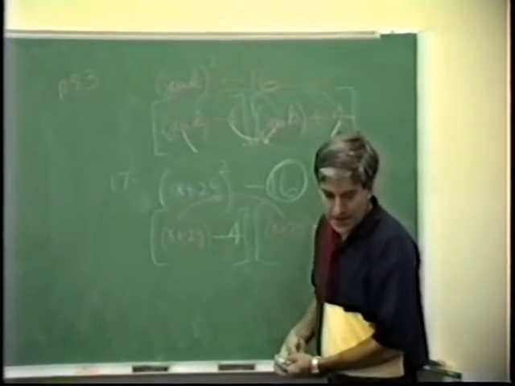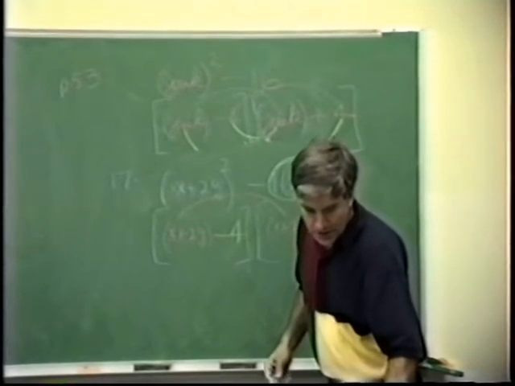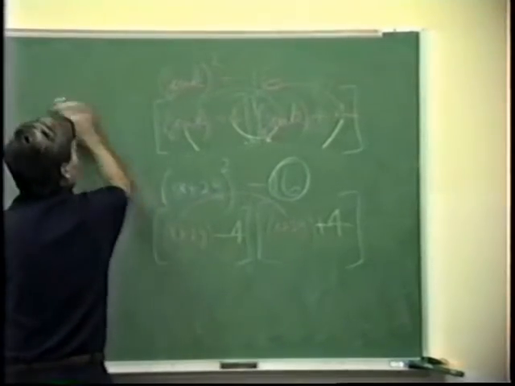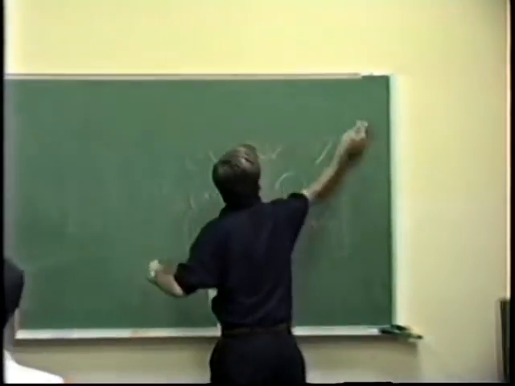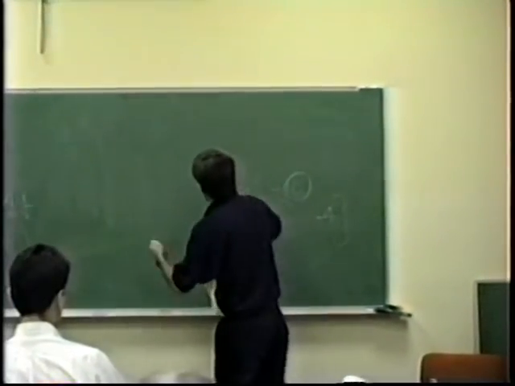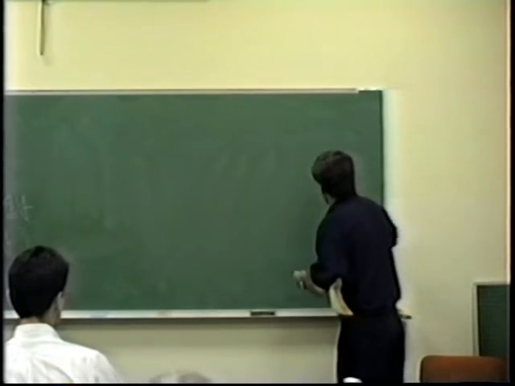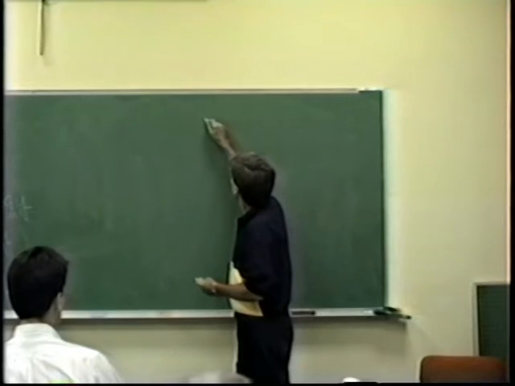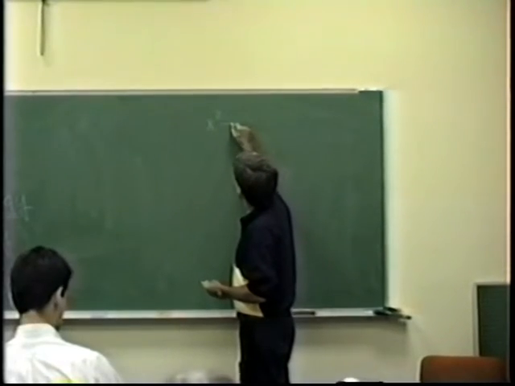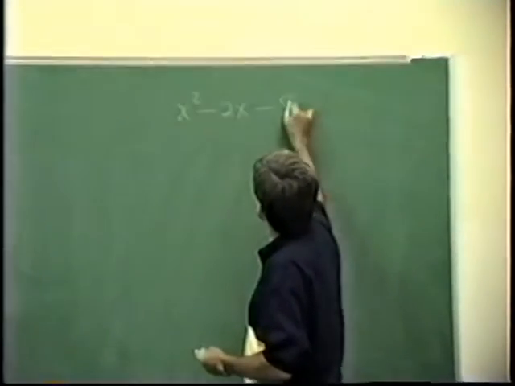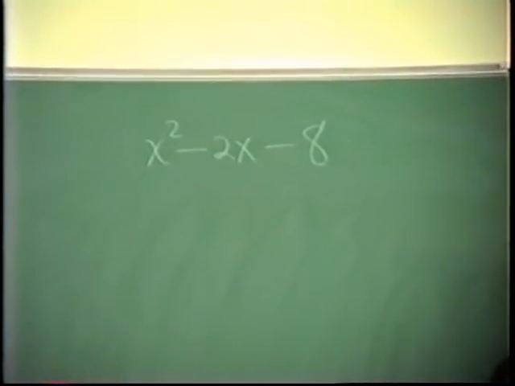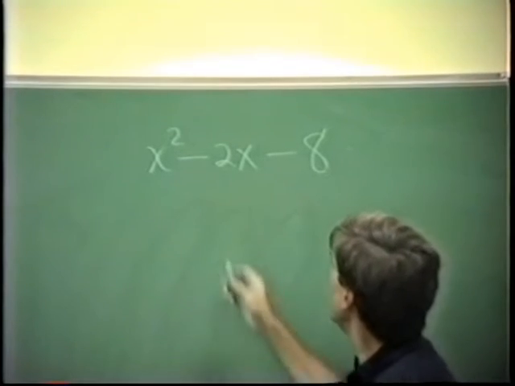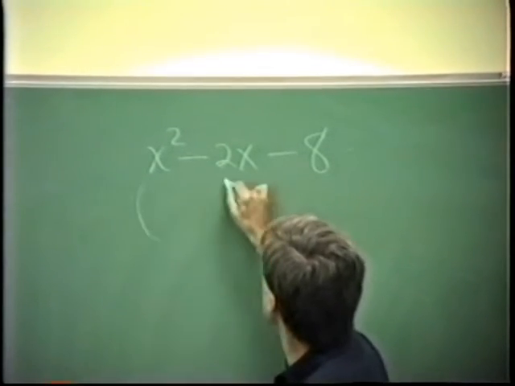All right. Now, before I do a number, I want to do a problem with you. And the problem I would like to do with you, I've got to make up one. It's not in the book. This is an unscheduled problem. x squared minus 2x minus 8. Can everybody factor that? What would it be?